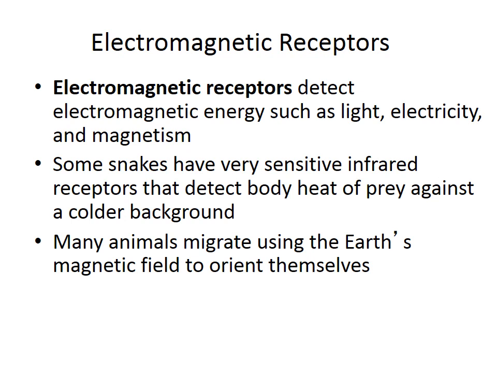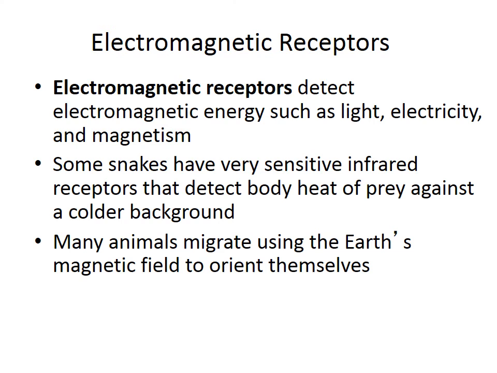Then there are electromagnetic receptors. They detect electromagnetic energy such as light, electricity, and magnetism. Some snakes have very sensitive infrared receptors that detect body heat of prey against a colder background, and that's because snakes are on the ground, so they can't stand up and look around.